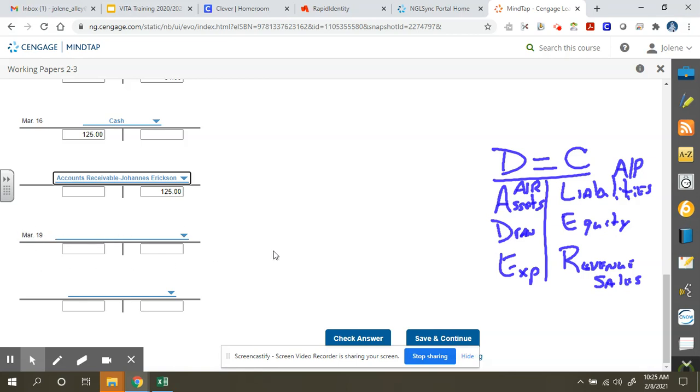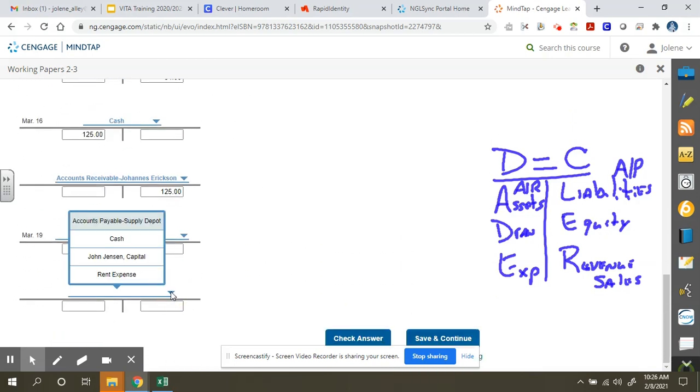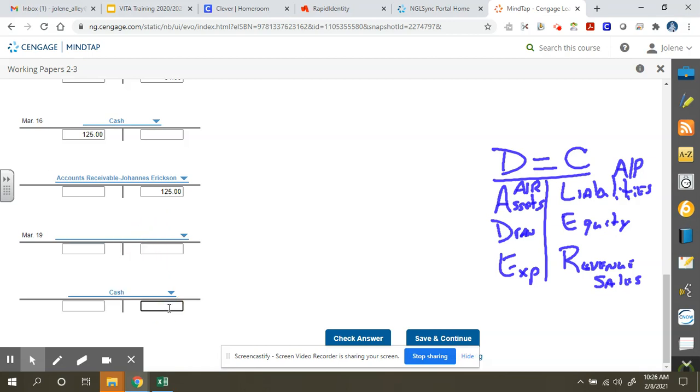Now we go to March 19th. Paid cash to owner for a withdrawal of equity, $200. Paid cash. So that tells me right there my cash is going down, is decreasing. Cash is an asset that increases on the debit side, but when it decreases, it goes on the credit side. Cash is decreasing. So the other one has to be the debit.